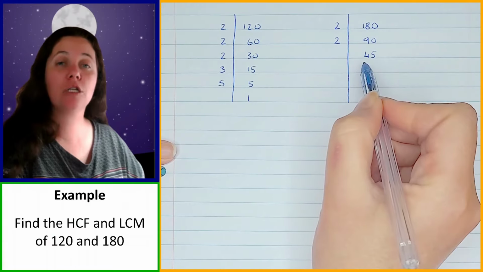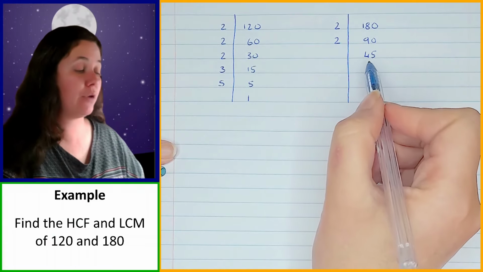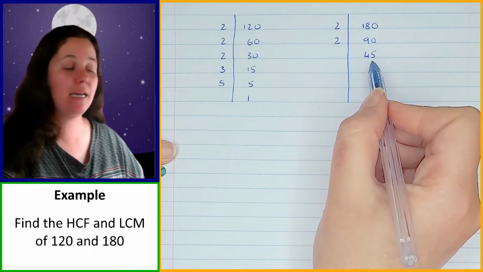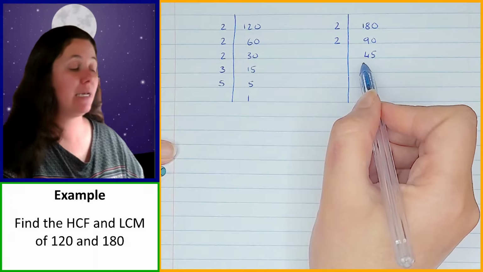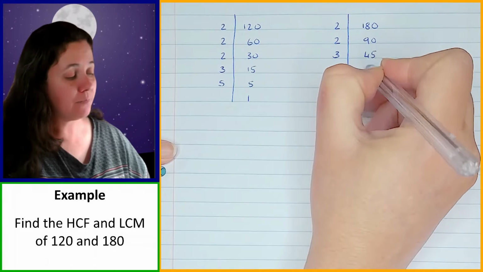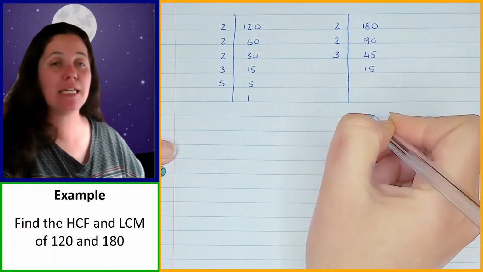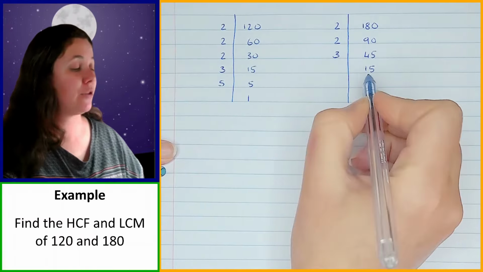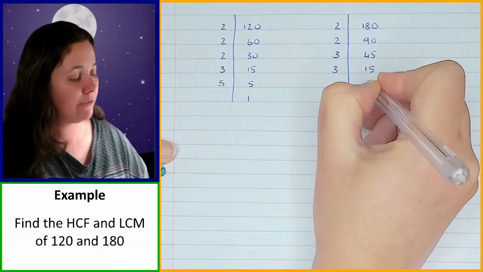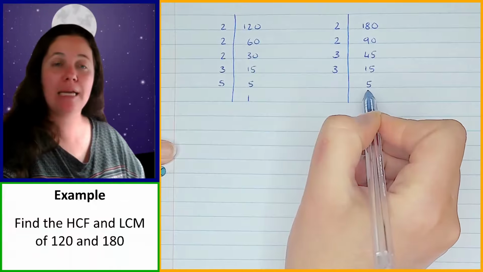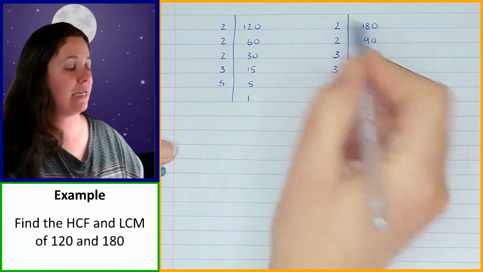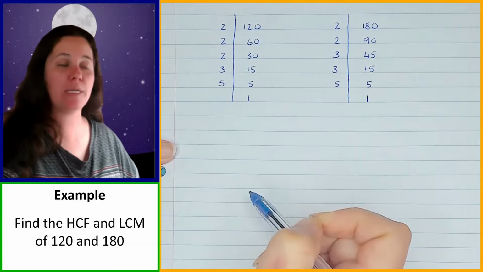To work out quickly if I can divide by 3, I can just add the digits in the number over here. 4 plus 5 is 9. 9 is a multiple of 3, that means that I can divide by 3. So 3 goes into 45 15 times. Now I'm going to divide by 3 again because 15 is still a multiple of 3, and that gives me 5. Now I can't divide by 3 again, but now I can divide by 5, and that gives me 1. So that is what the ladder looks like for 180 and for 120.